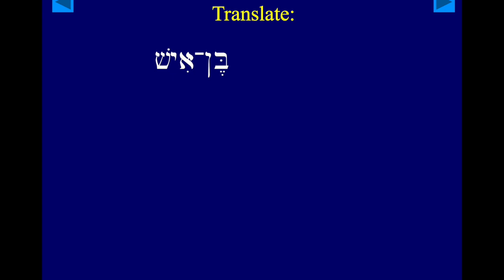So what does this one say? Ben Ish. Ben means son. Ish means man. Is Ish definite or indefinite?